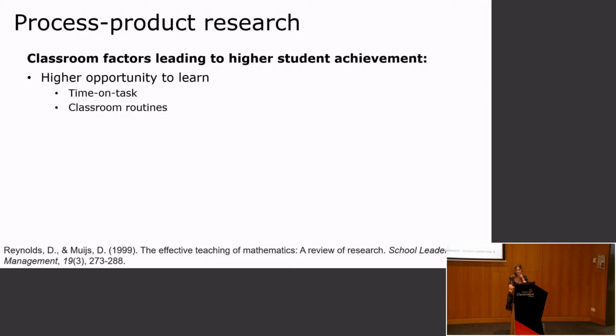The other one that feeds into this really nicely, and I'm going to go over some of these and some of what we do at Clarendon later, is classroom routines.